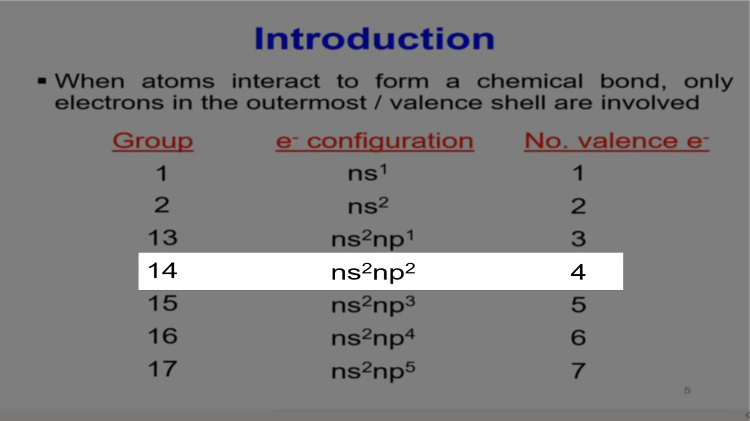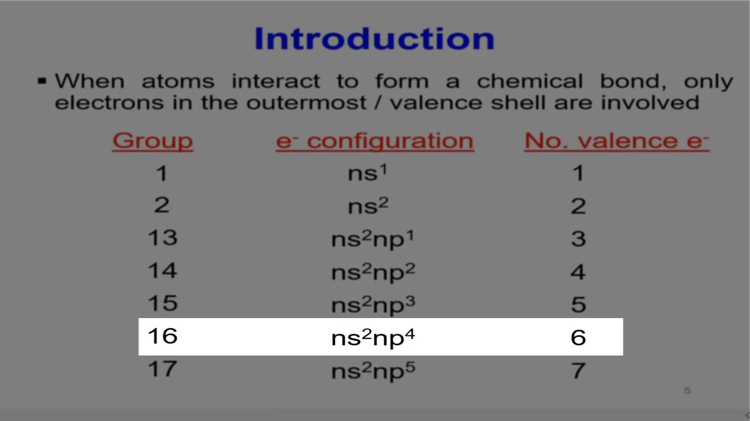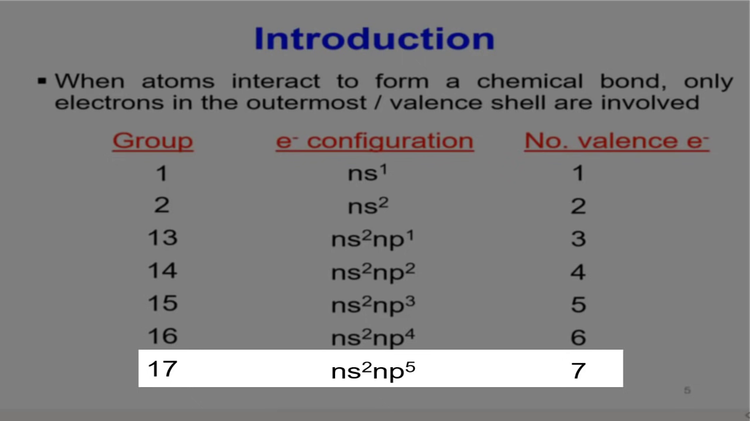Group 14, ns2 np2, and the number of valence electrons is 4. Group 15, ns2 np3, so the number of valence electrons is 5. Group 16, ns2 np4, and the valence electrons is 6. Group 17, ns2 np5, and the number of valence electrons is 7.